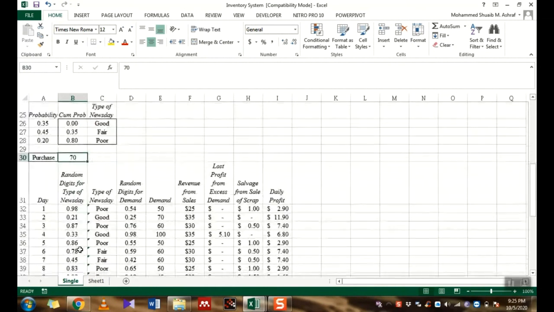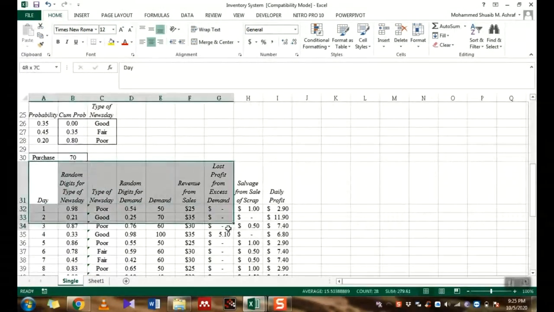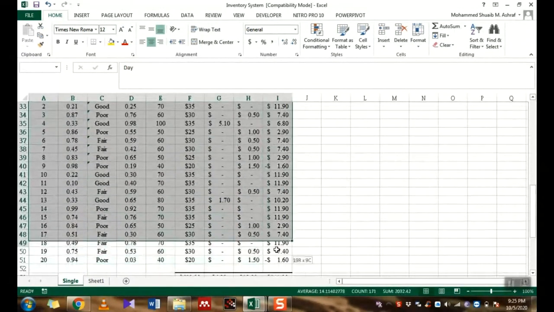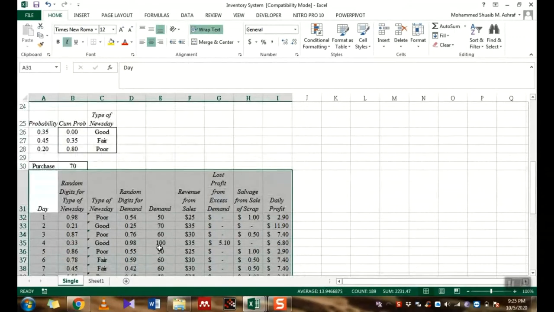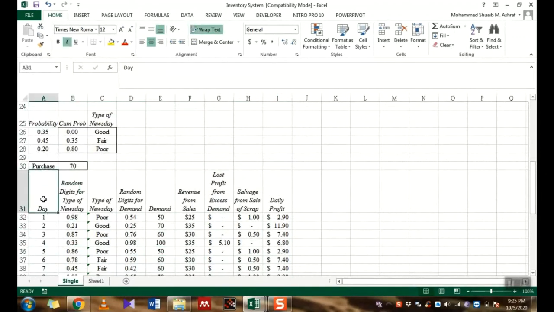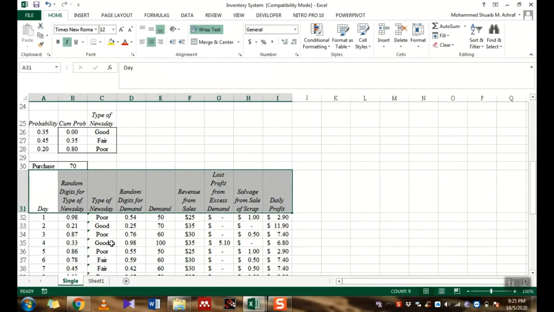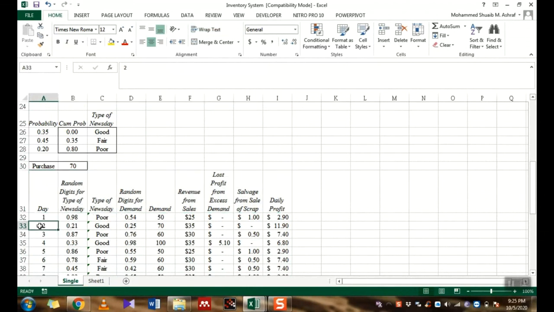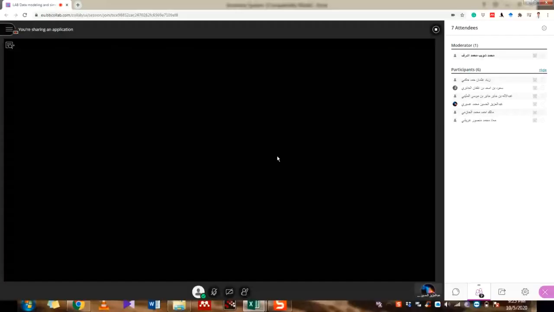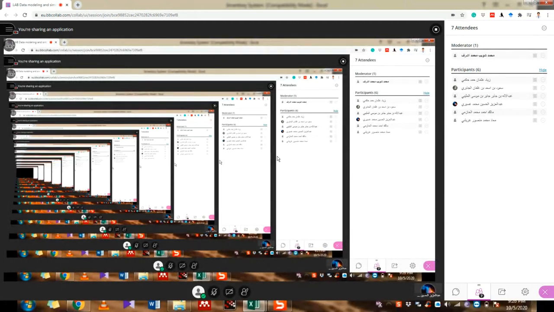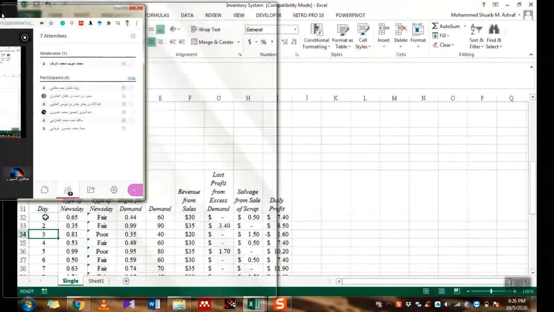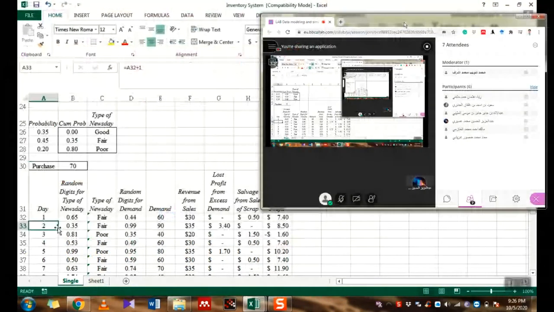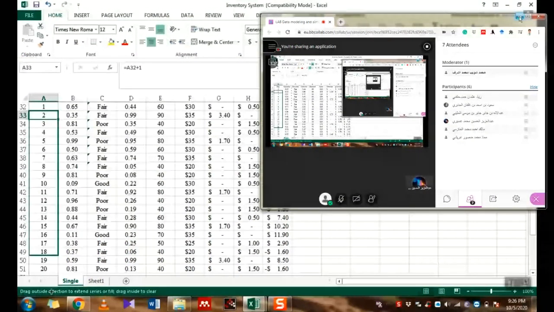Newspaper purchase is 70. This is the simulation table we have to generate for 20 days. The students have to prepare this table as it is. Now, how will we generate this table? Let's see. For the first day, I'll enter 1, and for the next, this plus 1, and then drag and apply this to all the cells.